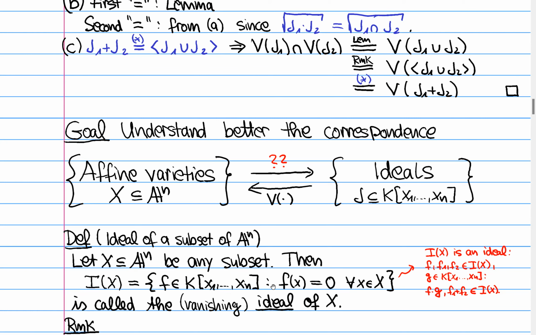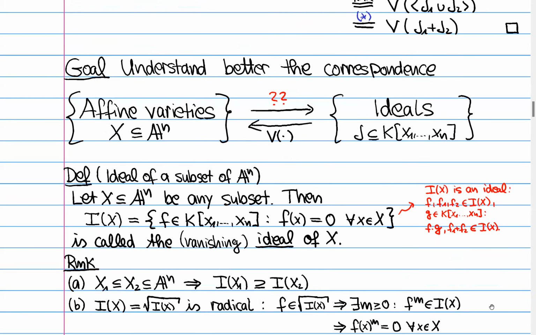And the idea is just, for example, if you have f1 and f2 functions which vanish on this set X, and you take their sum, the sum still vanishes on X. And similarly, if you have g any polynomial and f a function vanishing on X, then if you multiply them, well, this term is 0, and so the product is also 0 at all points of X. And so this ideal is invariant under the usual operations.